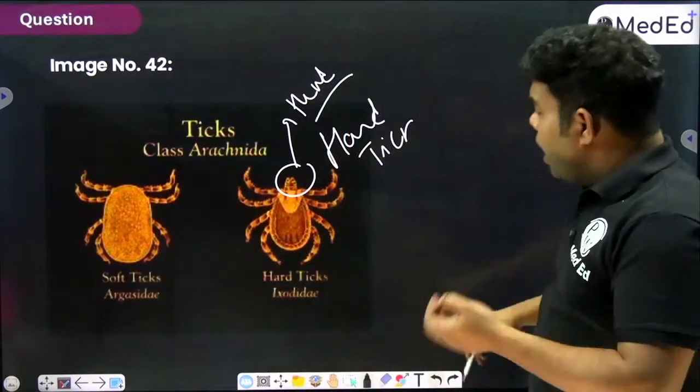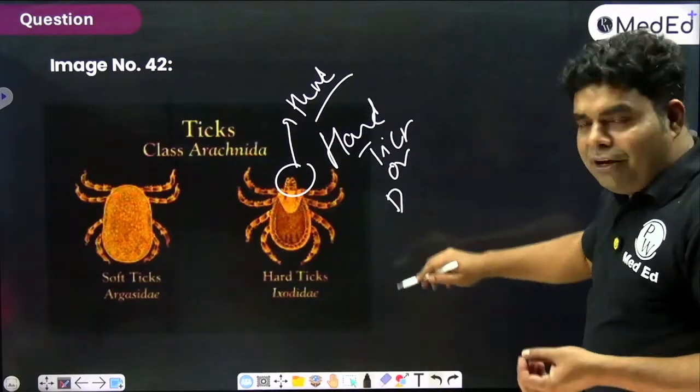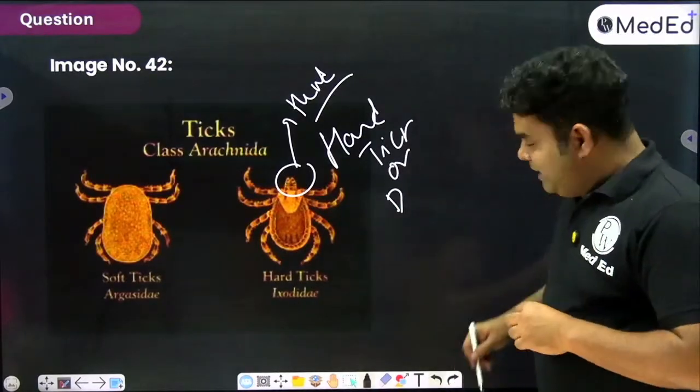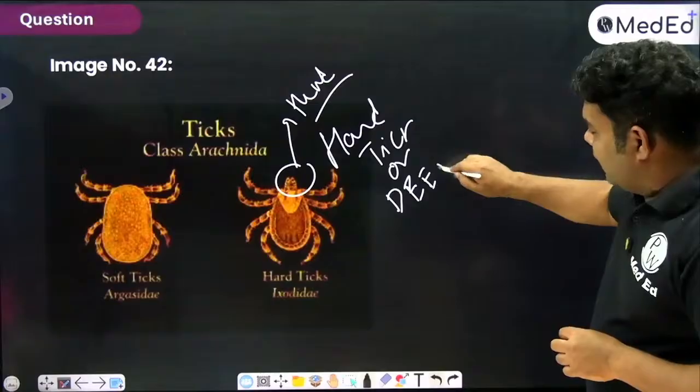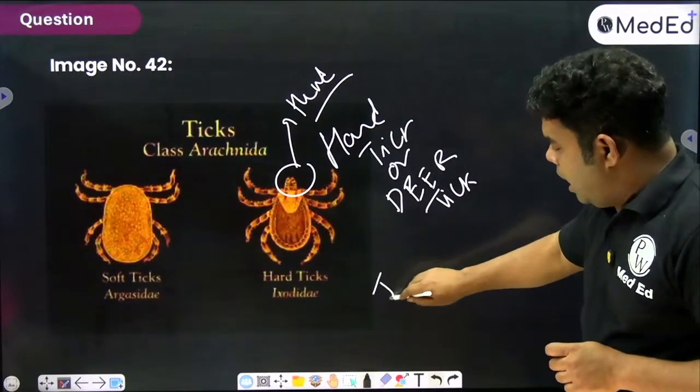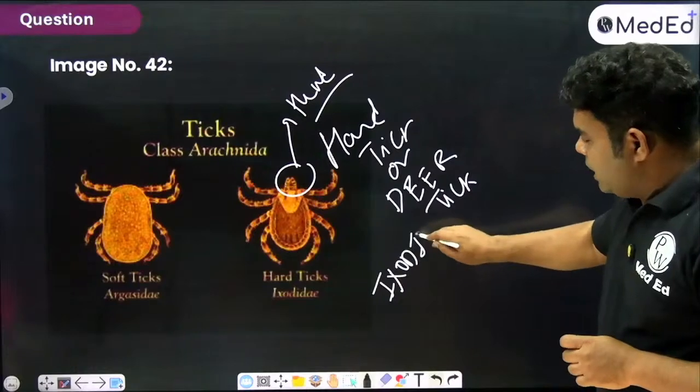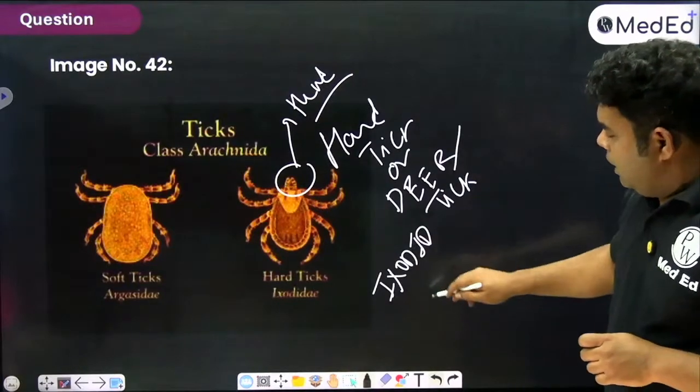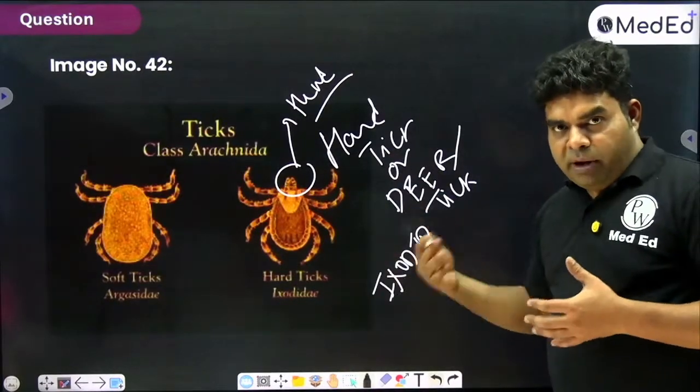But similar to hard tick, there is one more tick. Now you can call hard tick as deer tick. So it is deer tick or ixodid tick, which is similar to hard tick, which looks exactly the same. And we will read the diseases caused by them one by one.